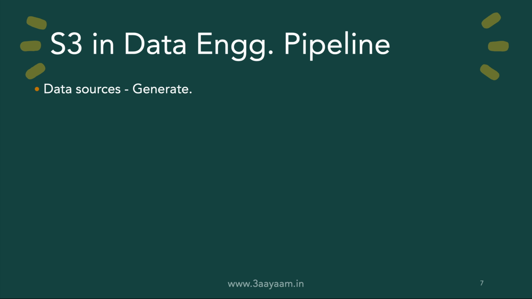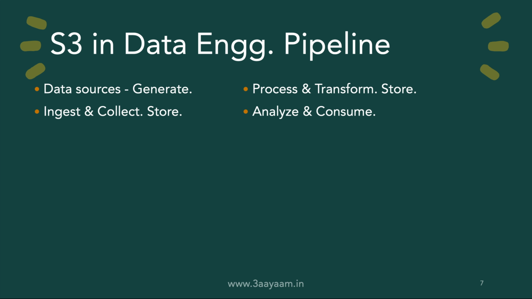We get data from various data sources, and that is the generate phase. After the data is generated, we ingest and collect the data and then we store it, right? So data generation, then ingestion and collection, and after ingestion and collection there is data storage. This is the first place where storage is getting used. Then we do processing and transformation on that data, and even after processing and transformation we store the data somewhere. So there's another storage layer coming in, and finally we analyze and consume. So these are the high-level stages of a data engineering pipeline.